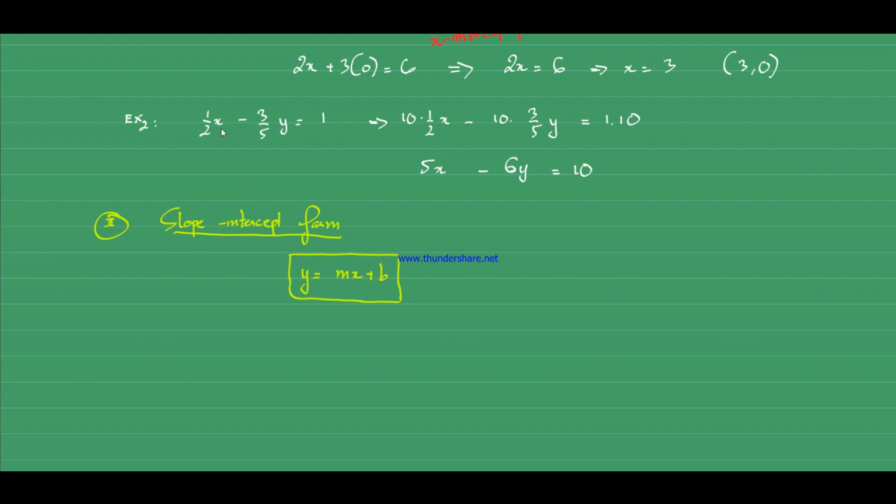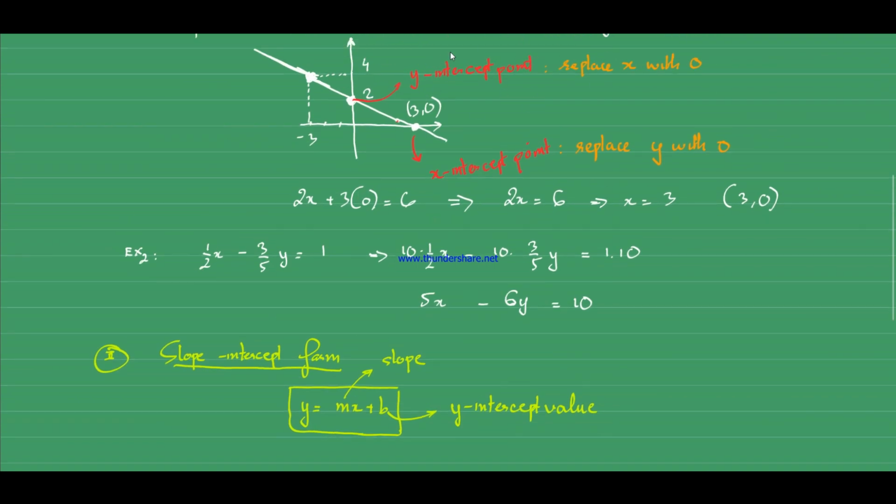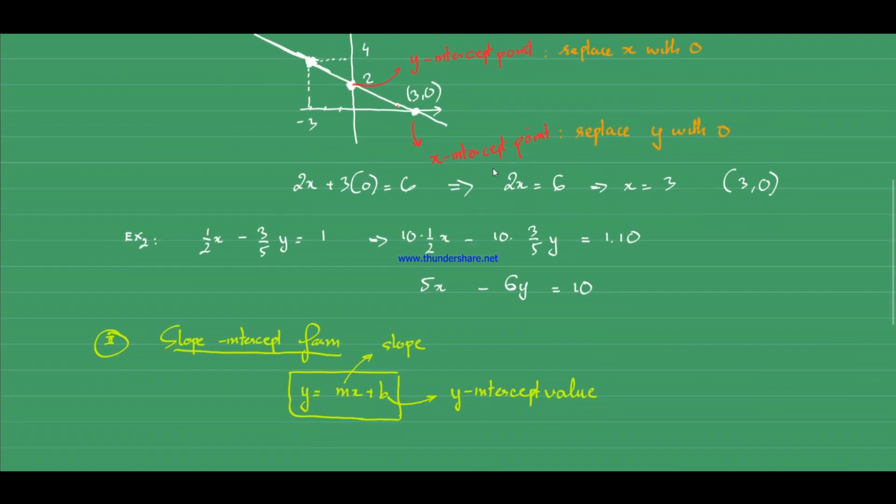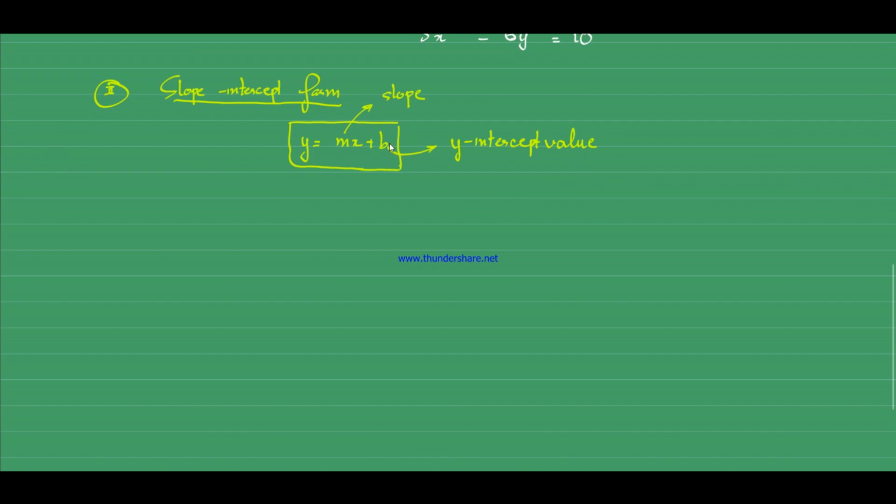Now let's try to explain what is meant by the slope over here. Over here we have the m value. The m value we call the slope. And the b value here we call the y-intercept value. Y-intercept value, not y-intercept point, because every time we talk about a point we have to put it in ordered pair form. This one is just the b value, it's not an ordered pair. Now from here we can get the y-intercept point.